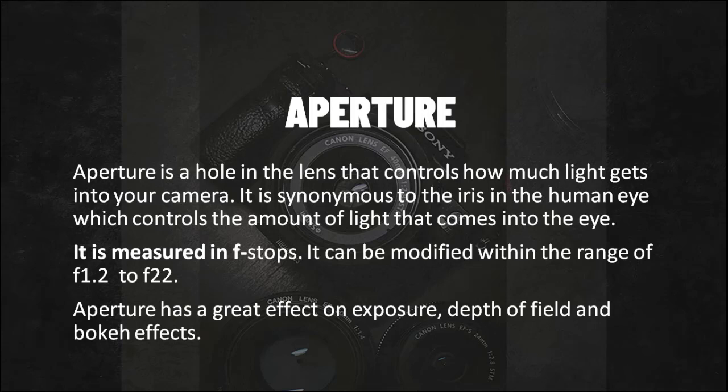Aperture has a great effect on exposure, on depth of field, and bokeh effects. When you want to have greater depth of field, try to shoot with the lowest aperture. When you want more bokeh effects, try to shoot also at the lowest aperture. When you want a brighter image, try to shoot at a lower aperture, and when you want a darker exposure, try to shoot at a higher aperture.